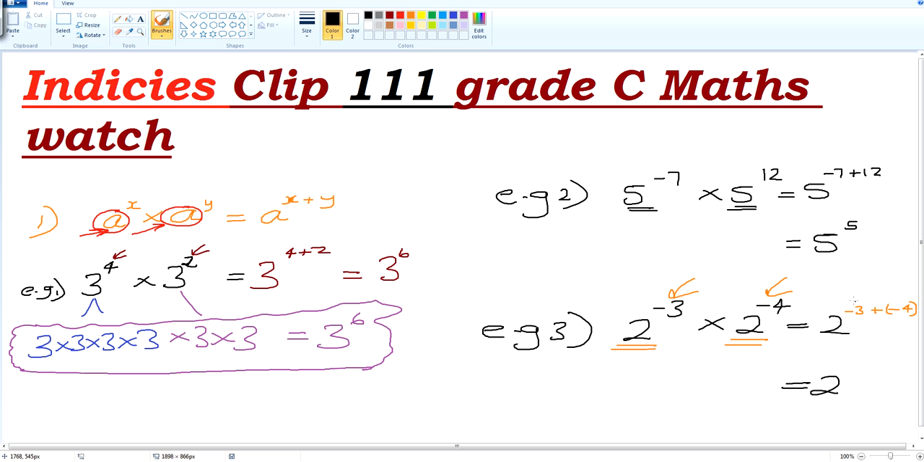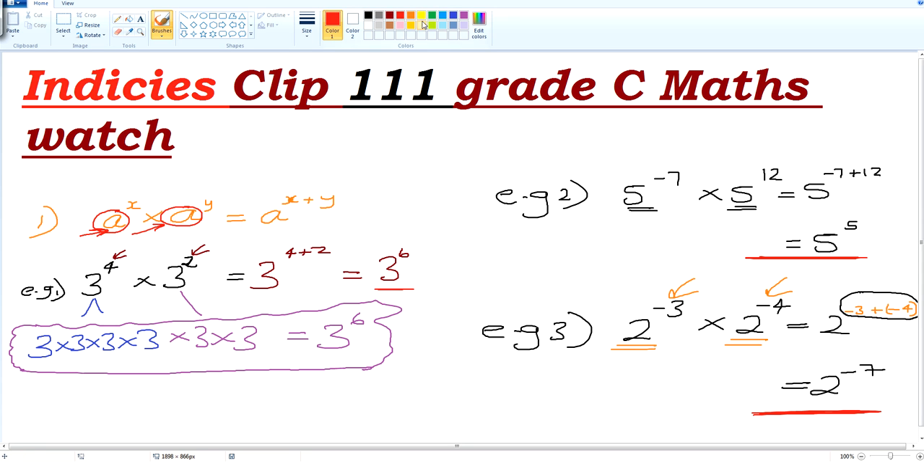So now what happens to all of this? So minus 3 add minus 4 is what? What does that give us? Minus 7. Lovely. Minus 7. And that is our final answer. So here's our answer here. Here's our answer here. And there's our answer there.